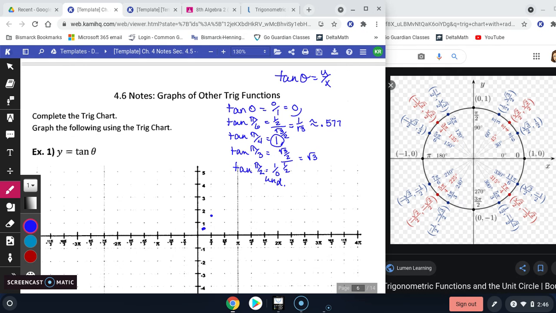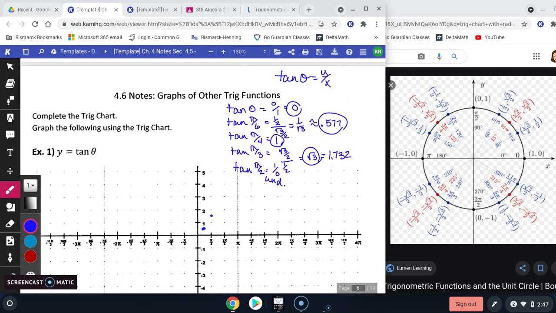Okay, so let's plot the points that we've gotten so far out of the first quadrant. 0 is 0. Pi over 6, each tick mark is pi over 3, so pi over 6 is between 0 and pi over 3. Pi over 3 is at about root 3, which is about 1.732, so a little bit above 1.5.